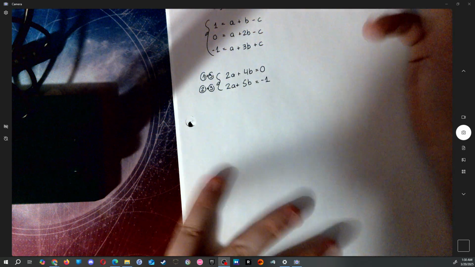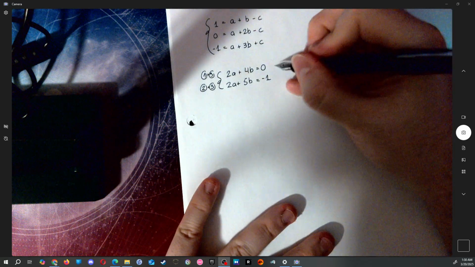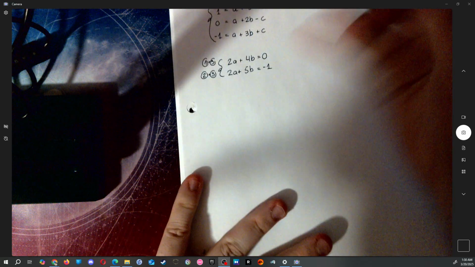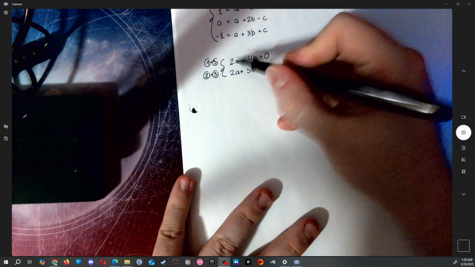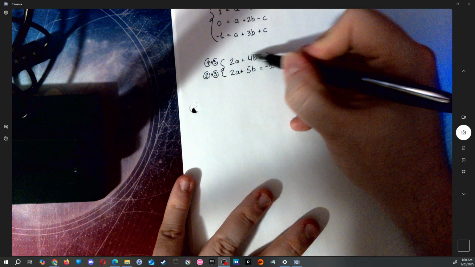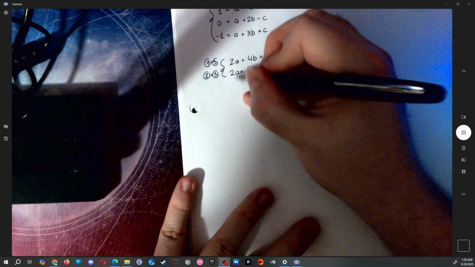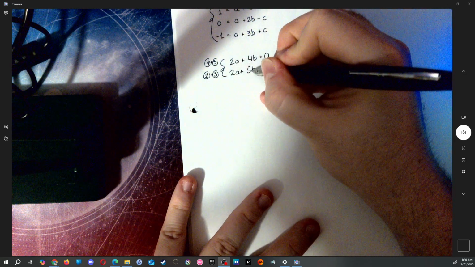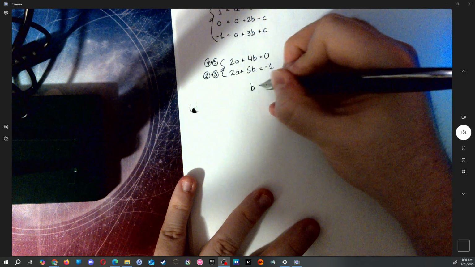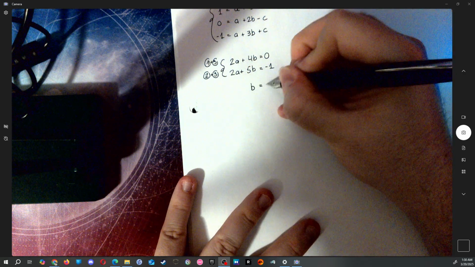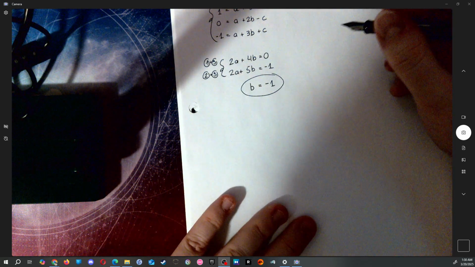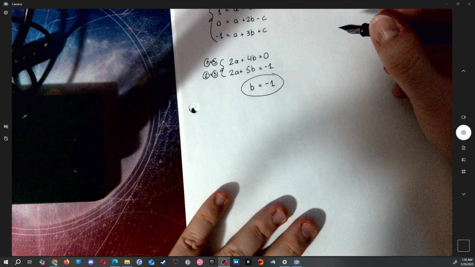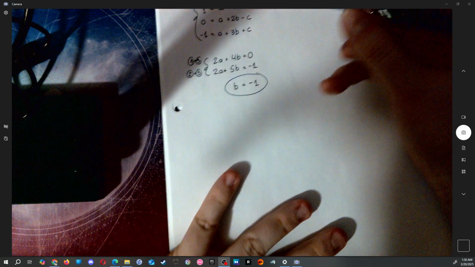I could rename these equation number 4 and 5, but there's no point. So I'm going to subtract the top one from the bottom just so I end up with a positive b value. So these two cancel out. Then 5 minus 4 will give me 1b, and then -1 minus 0 will just still give me -1. So I've got my b value of negative 1. And now let's pick an equation to plug it into.